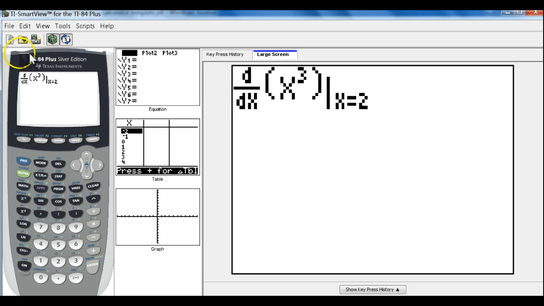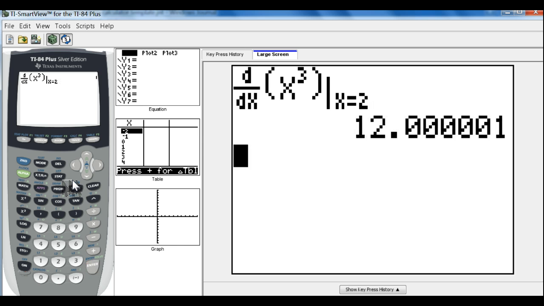We're taking the derivative with respect to x of x cubed. These variables should match, and then you tell it what number you want. You hit enter, and sure enough, we get the same 12.000001, because that's what they use to calculate it.